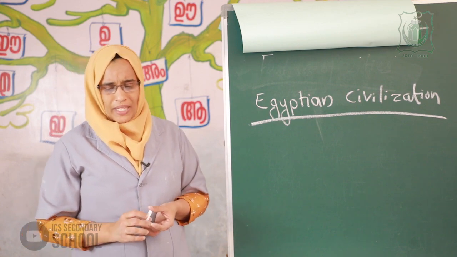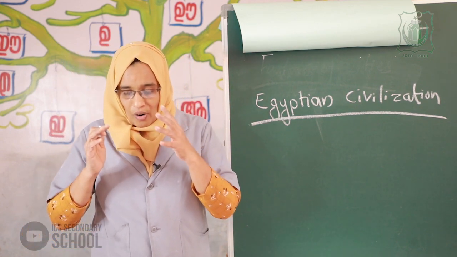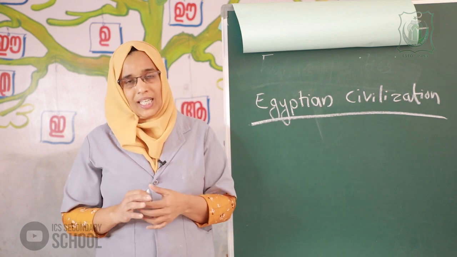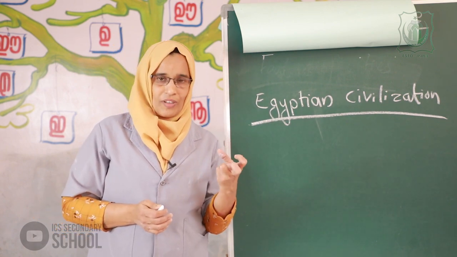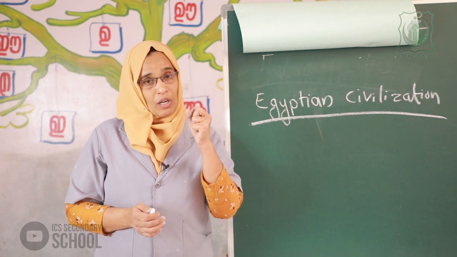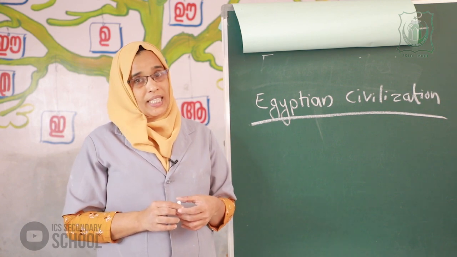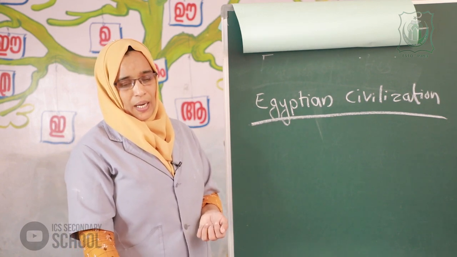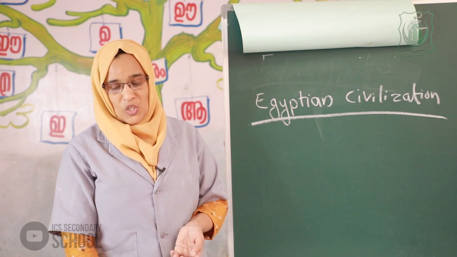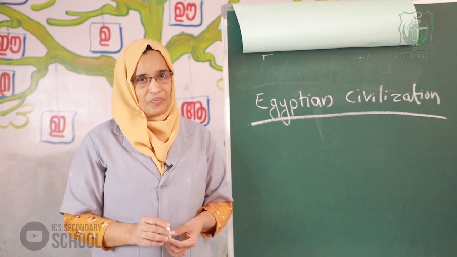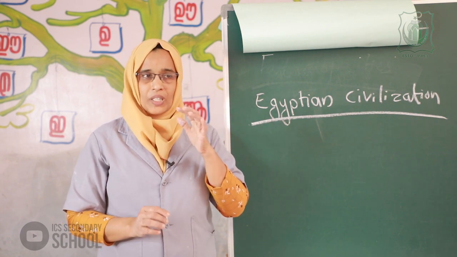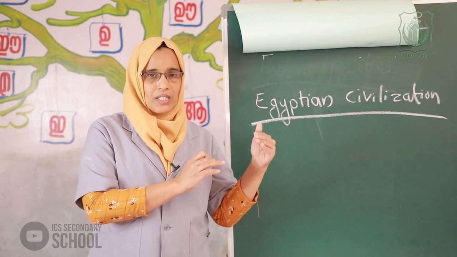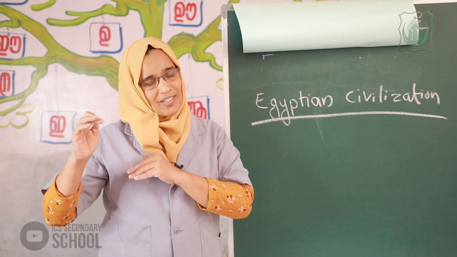Then the practice of preserving the body of the dead was prevalent in Egypt. The body preserved thus is called a mummy. In Egyptian civilization, the two major points are Pharaoh and mummy. Then pyramids. Pyramids were tombs where the mummies were placed. Today I am going to end the class. We will discuss the Egyptian civilization in the next class.